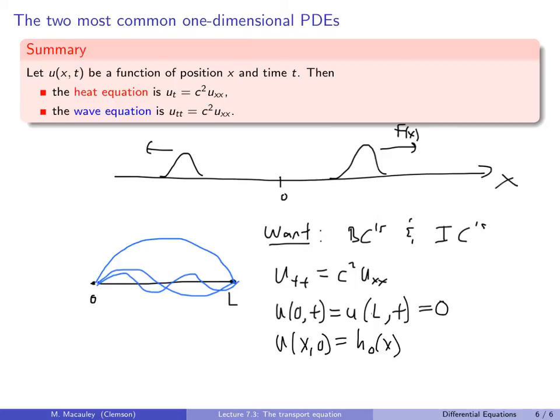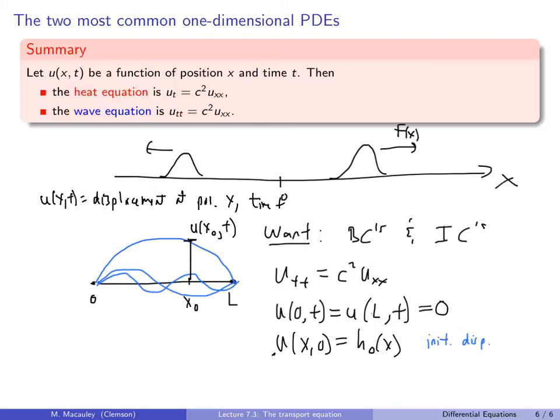This is the initial displacement. I should probably say that u, in this case, is displacement. Let me write that up here. u of x, t is displacement at position x and time t. So for example, if this is x0 right here, then this right here is u of x0, and t. So if we just look at this little particle, as time goes on it's going to be bouncing back and forth like this.